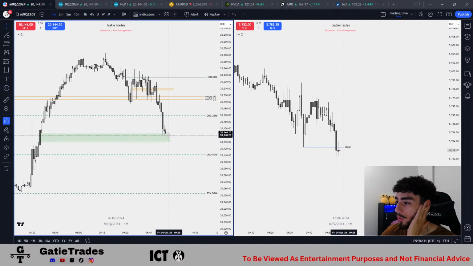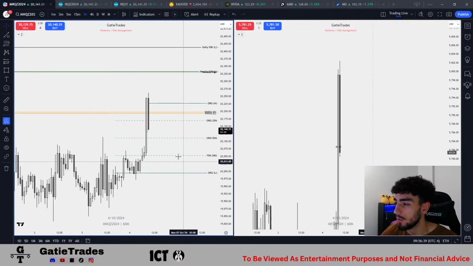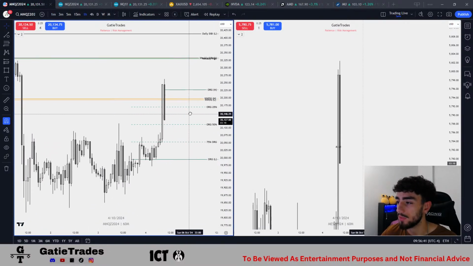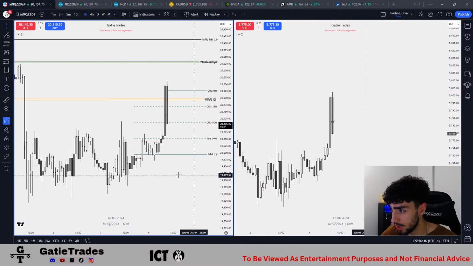No, I'm saying there's no breaker block yet. But by the time we reach 10 a.m., a breaker block could form, and that's what I'd be waiting for. Because I want to basically see this hourly fair value gap. If we close up this hourly, that definitely changes things.